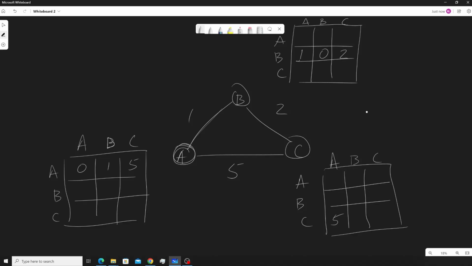Okay, and so what's going to happen is that these tables are going to share their distance vectors with each other, and then they're going to apply Bellman-Ford to those results. Okay, so let's start with one sharing of tables. Let's say that B shares its distance vector with A. So it shares this information, 1, 0, 2.